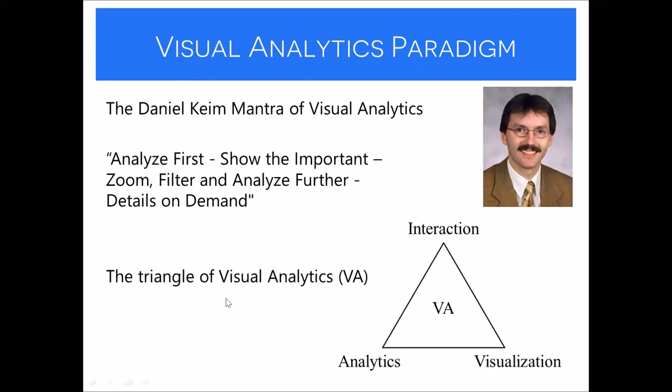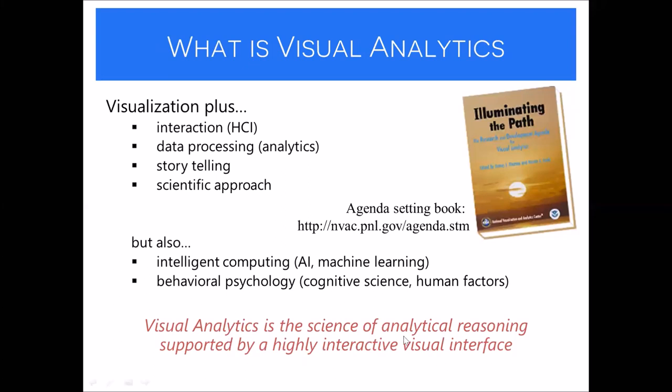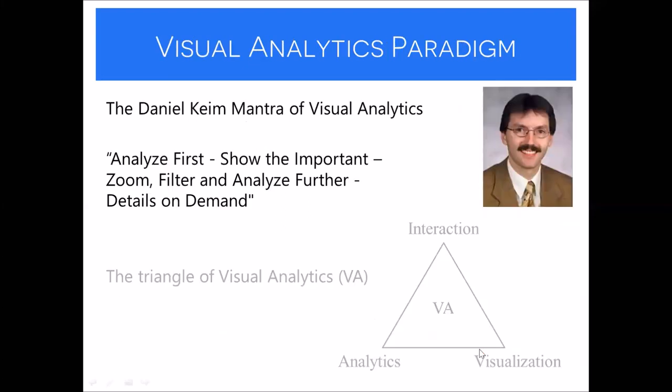And here's the triangle of visual analytics, which I told you before. There's analytics, visualization, and interaction. These three things are what your interface would essentially support. There's going to be interaction, there's going to be visualization, and there's going to be some small analytics that may not take much time. But this is really the paradigm of it. If you want to do more heavy analytics, you need a bigger computer. So anyway, this is a very important triangle of visual analytics: interaction, visualization, analytics, and analytic reasoning supported by a highly interactive visual interface. That's basically what you want.